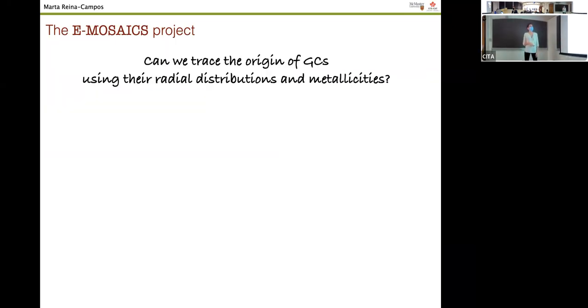So the first question that I would like to explore today is, can we trace the origin of globular clusters using their radial distributions and metallicities?